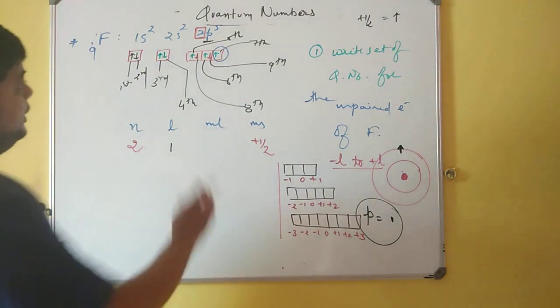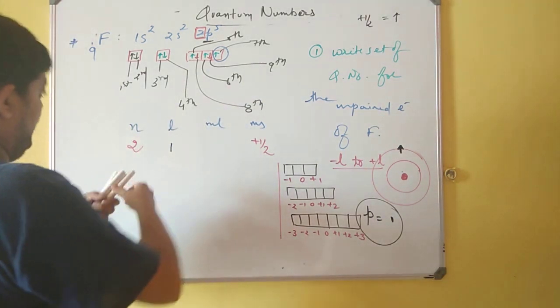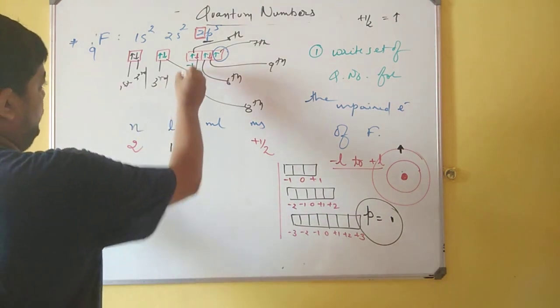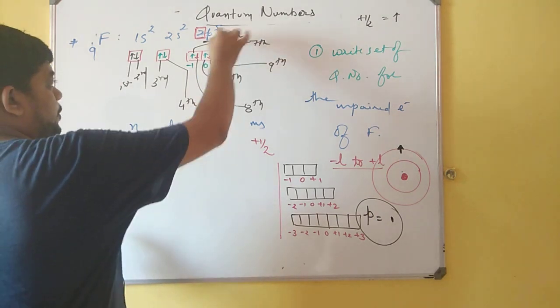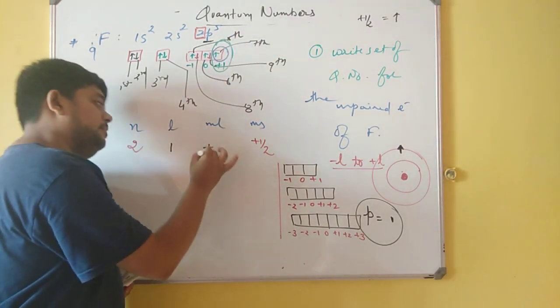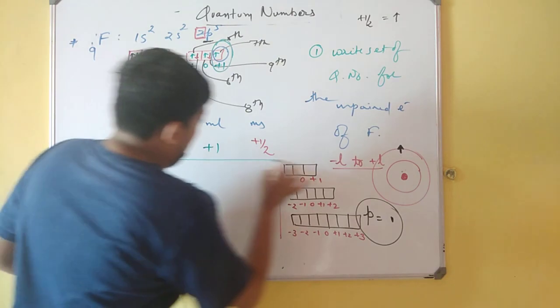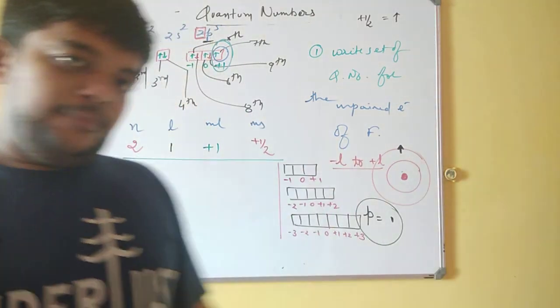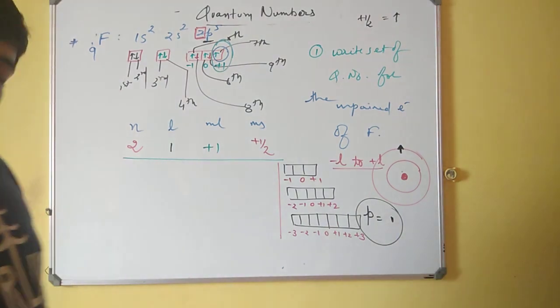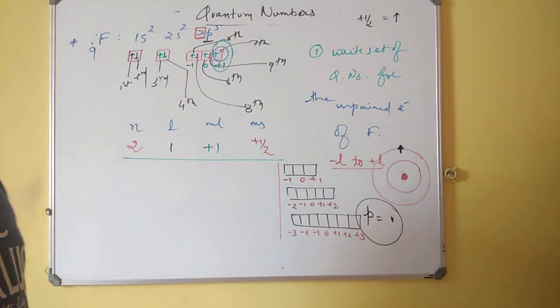So over here in the p, now we can have an idea that this is minus 1, this is 0 and this is plus 1. So this corresponds to plus 1, so I'll write it plus 1. So these are the set of quantum numbers for the last electron of fluorine. Pardon, the unpaired electron of fluorine, not the last electron.